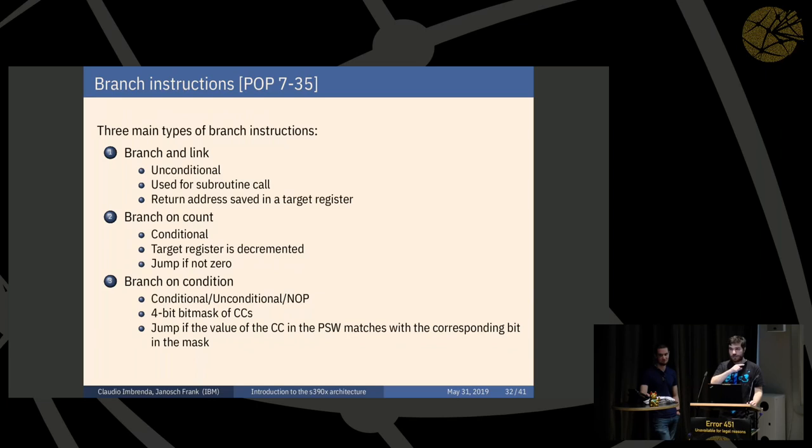So if they are all ones, it's always a match, unconditional jump. If some are 1 and some are 0, then it's conditional jump. If they are all 0, you never jump, it's a nop.